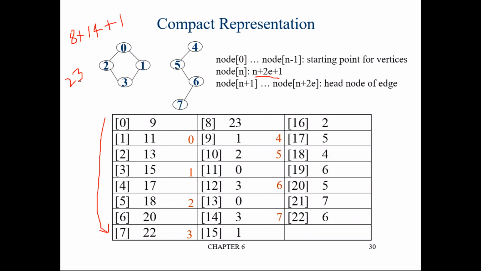How do we get 23 locations? It is based on this formula. When you represent using an array, otherwise called compact representation, the array should have n plus 2e plus 1 locations, where n is the number of vertex, e is the number of edges, and plus 1. So to represent this particular graph using an array, we need 23 locations, from 0 to 22.